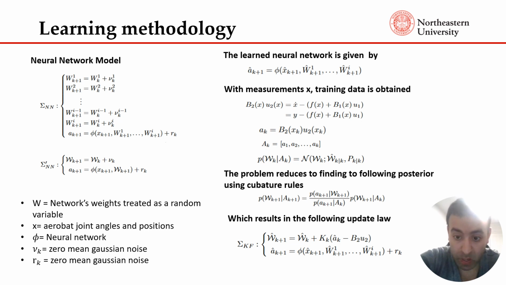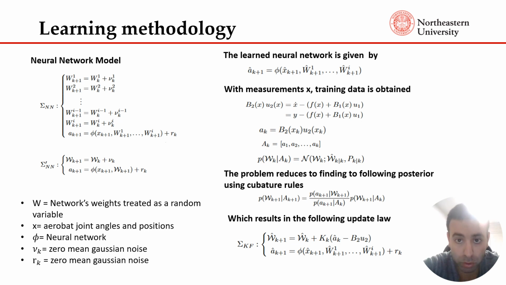In this slide, I will describe our learning methodology. As I said, we augment the state space to include neural network weights at time k, w_k, and we assume these neural network weights have a Gaussian distribution with mean w at time k. The neural net output at time k is a_k. Our goal is to learn w hat, where the learned neural network is given by a hat.